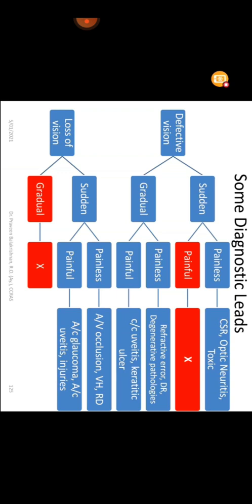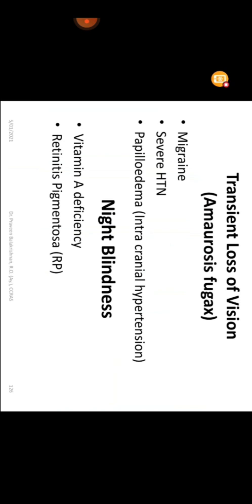Okay. And you have a transient loss of vision. That is, sometimes the vision will suddenly get lost and the person will regain the vision, which can suggest either a migraine, severe hypertension, or an intracranial hypertension, which is causing a papilledema. I think papilledema was explained in the last class by Dr. Sri Kumar. Okay. Then in night blindness, you have vitamin A deficiency or retinitis pigmentosa.